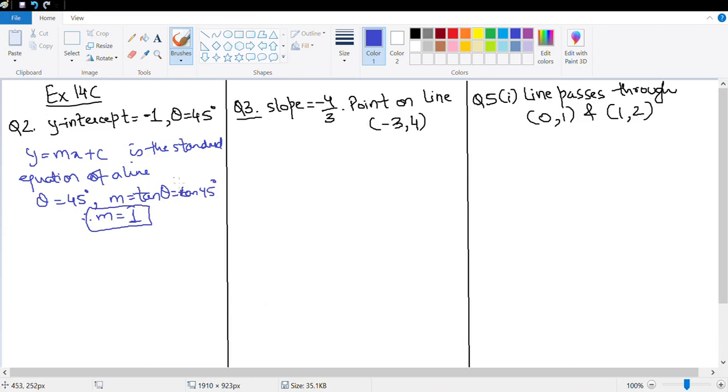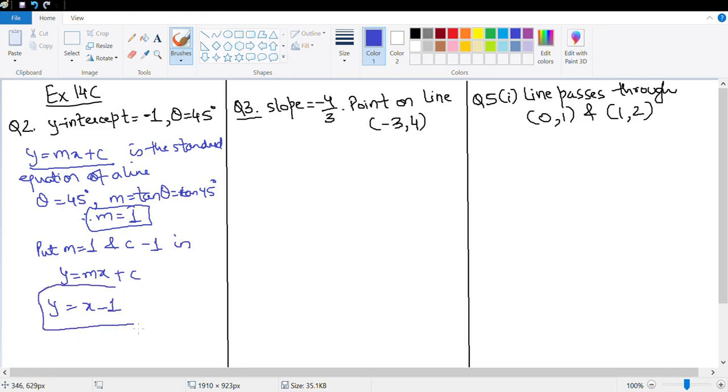Therefore, m is equal to 1, since tan 45 is 1. And I know the formula y is equal to mx plus c. So let's substitute m is equal to 1 and c, which is the y-intercept, is equal to -1, and I get y is equal to 1 times x plus c, which is -1. The equation of the line is y is equal to x minus 1. Simple, right? Let's look at the next one.